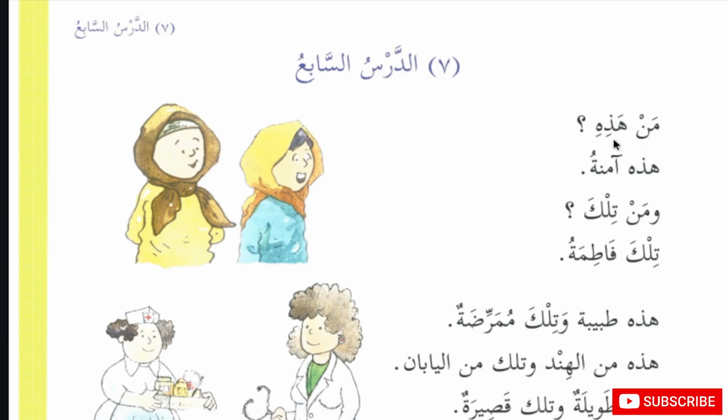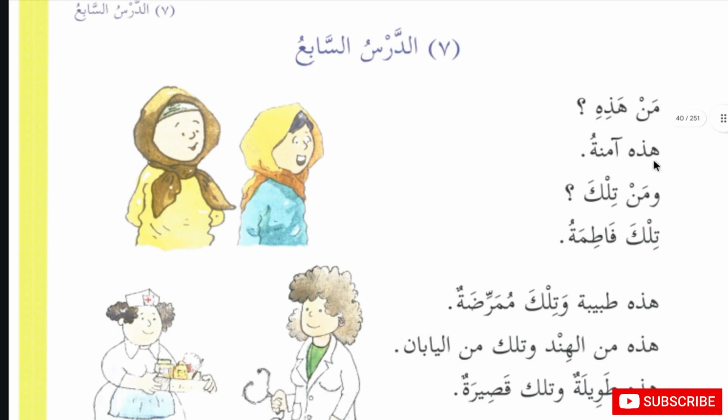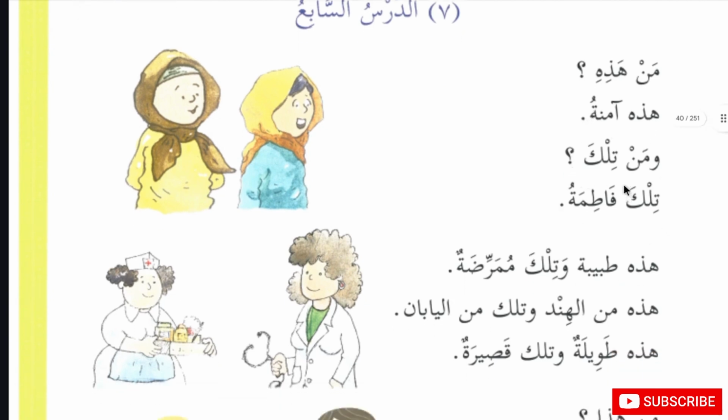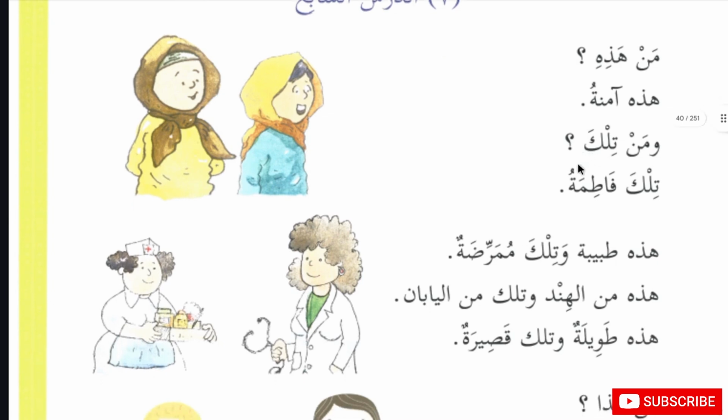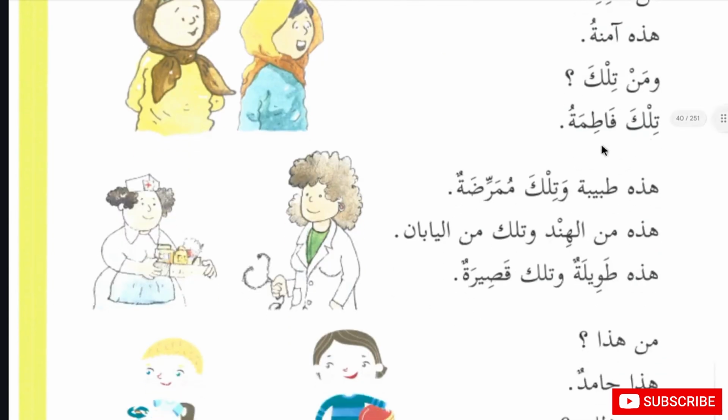Man hadihi. Who is this? Hadihi Amina. This is Amina, feminine. It's feminine, so it's hadihi. Woman tilka. And who is that? Again, we're referring to feminine, so we say tilka. We don't say dhalika. If it's males, then we say woman dhalika. Tilka Fatimatu. That is Fatima.